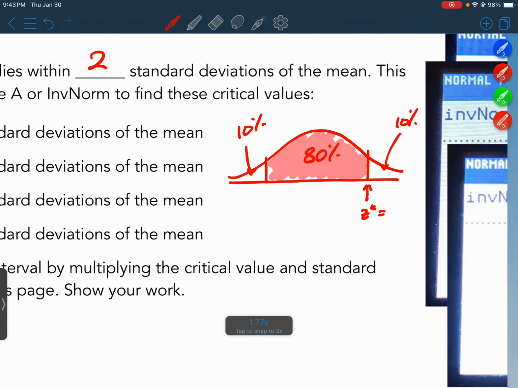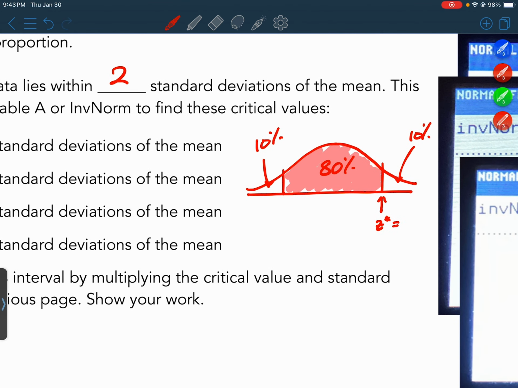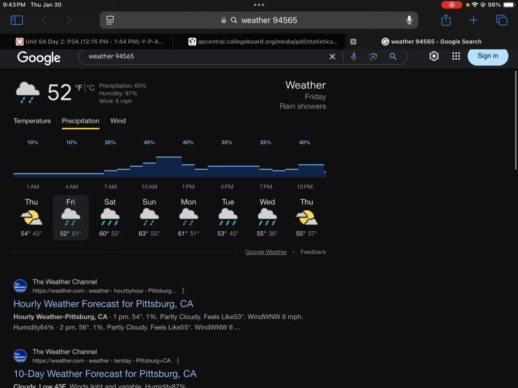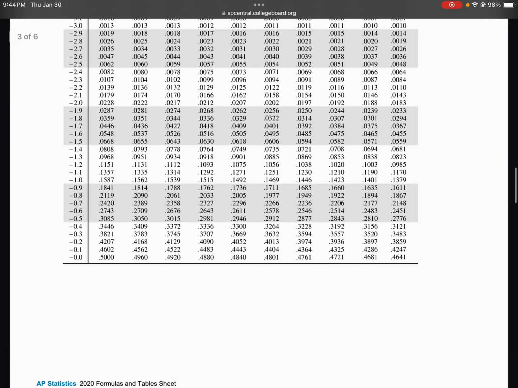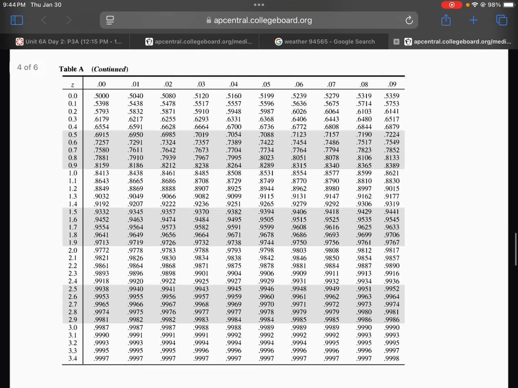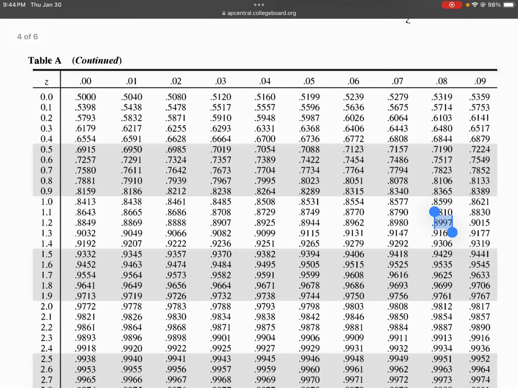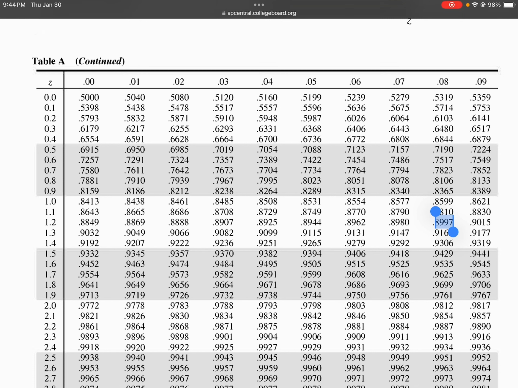Now there's a couple different ways that we can find this critical value. First option is we can use table A. This boundary value is associated with the 90th percentile, since 10% and 80% makes 90% to the left. So we can go to our table and find the closest thing to 90%. It's that value there. Scroll to the left, and you see that the z-score is 1.28.